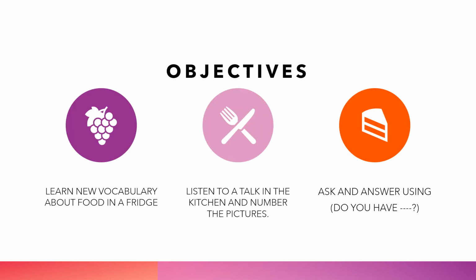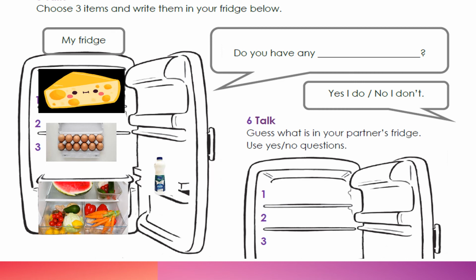We have finished our second objective. We have listened to a talk in the kitchen and we have numbered the pictures. We are going now to continue with our third objective. Ask and answer some questions using do you have. Here in this activity, we have to ask and answer each other this question. Do you have any burgers? Yes, I do, or no, I don't.